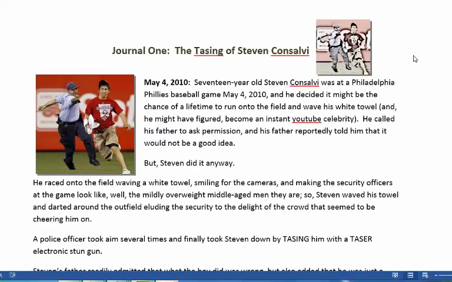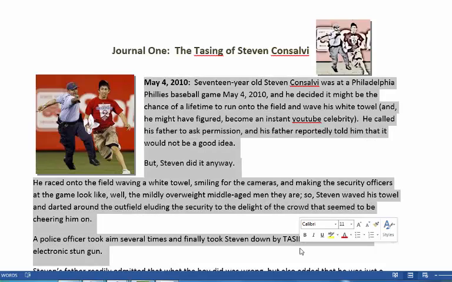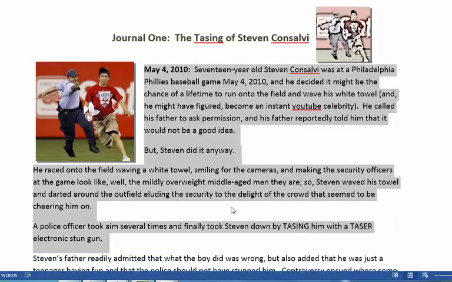So for standard journals, the first thing you get is something like this. It's actually Journal 1. In this case, this is taken from a previous semester where we did the topic of Stephen Consalvi. He was a young man who jumped on the Philadelphia Phillies baseball field and was tased by a police officer. So typically what you see in a journal is maybe some background information. It's good, simple information. You can use it in your paper.